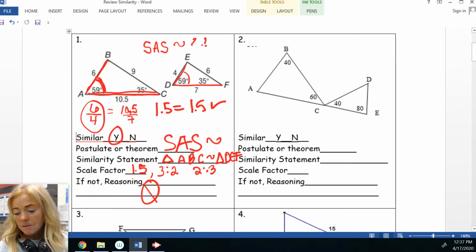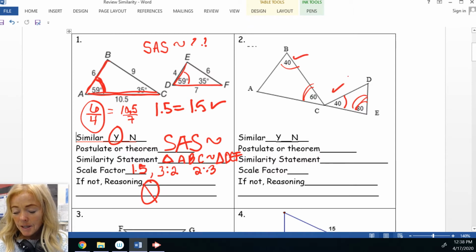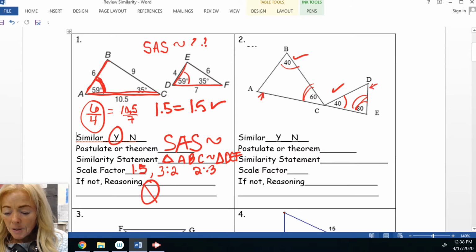All right, the next triangles have two angles. We have a 40 and a 60, and we have a 40 and an 80. So we know the 40 is all right. We just need a secondary angle. Angle A could be similar to angle D. We don't know. Or to E. It could be an 80-degree angle, and let's figure out if it is. And if it is, then the triangles have to be similar because the other triangle has an 80-degree angle.